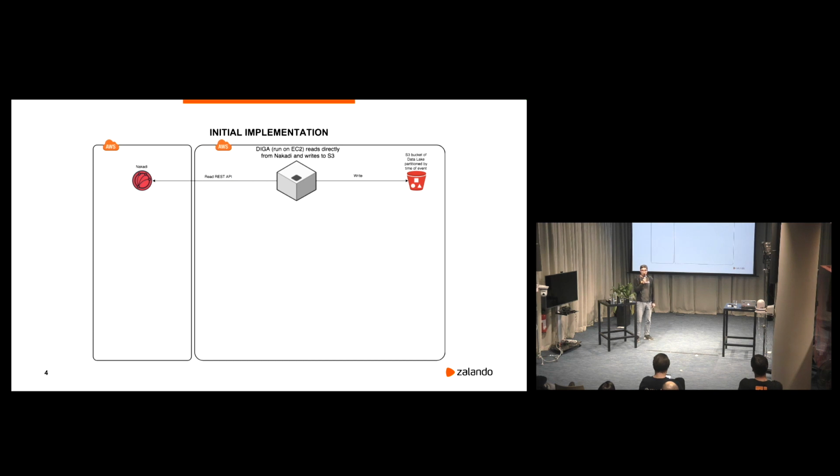The initial implementation to solve this problem was very naive and straightforward. We just created an application that we ran on EC2. Maybe first of all, could you raise your hands, those who work with cloud and know some of the cloud concepts? Okay, more than half, I think. Very good. So we ran on EC2 an application that was reading directly from the Nakadi API and writing directly to an S3 bucket. I think it cannot be easier than that.